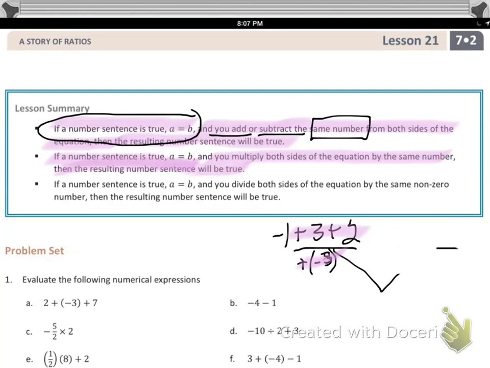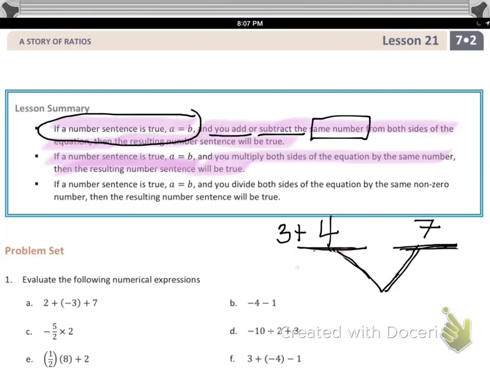All right, and make a new balance scale, and we can just talk in terms of multiplication now. All right, so if we had, let's say, 3 plus 4 on this side, okay, and then we had 7 on this side. All right, we know that they are balanced, they equal each other.